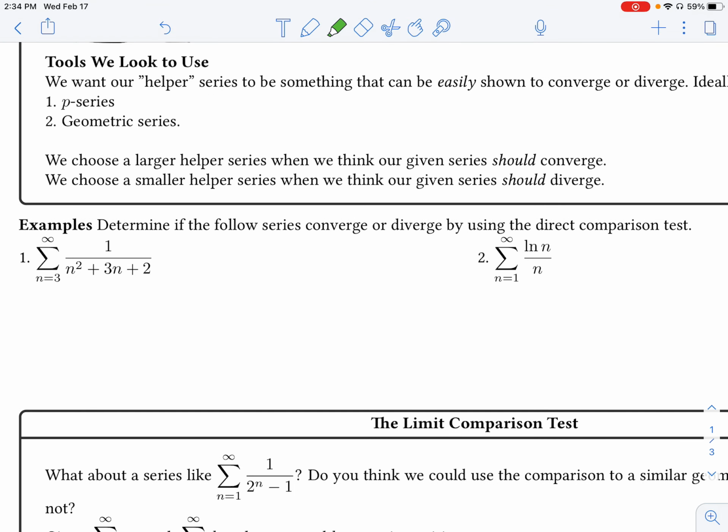We want to say the following. If we think that our series should converge, we want to choose a larger helper series. So pause and think about that. If you think that your series converges, you want to make sure that your larger series that you're comparing it to converges. Similarly, if you think your series is going to diverge, you then want to come up with a smaller helper series. Because again, if all the terms in your helper series are smaller, but that series diverges, your larger series that's quote unquote on top of that has to also do the same.